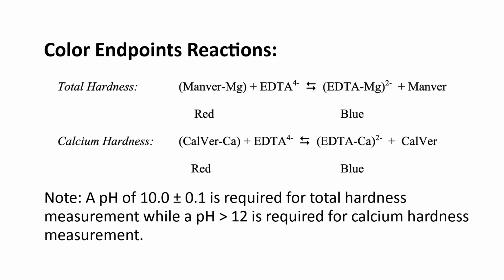To determine the hardness, we will use the EDTA titrimetric method. When a solution of EDTA is added to a water sample, it will combine with calcium and magnesium to form a soluble chelated complex. Under a specific pH and with the aid of a color indicator, we can easily find the endpoint of the titration. Based on the concentration of EDTA and the amount used in the titration, we can calculate the total hardness or calcium hardness of the water.